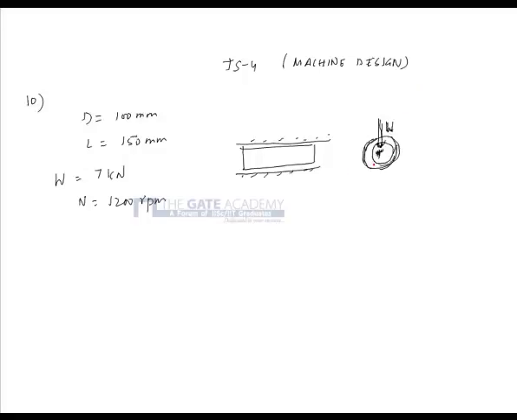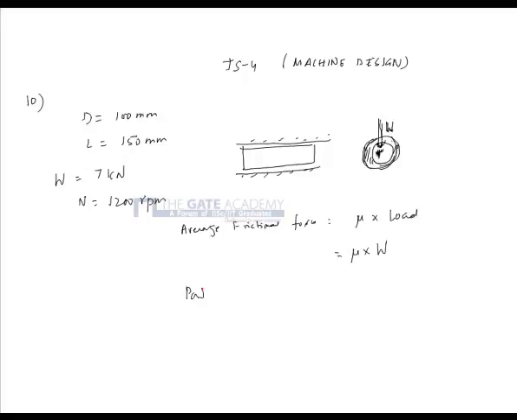There will be fluid in between the shaft and the bearing, and because of the viscosity of the fluid, friction is developed as the shaft rotates at 1200 RPM. Now the average friction force is your mu, the friction coefficient, into the load, that is nothing but mu into W.